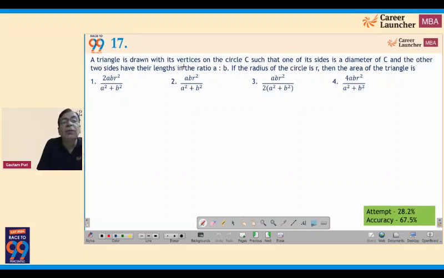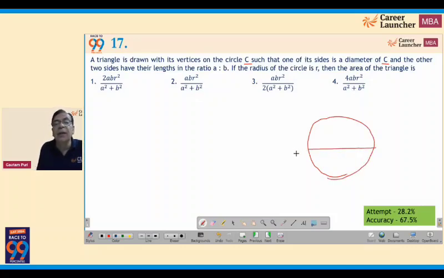A triangle is drawn with its vertices on circle C such that one of the sides is the diameter of C. So if I draw the circle and one of the sides is the diameter, the other two sides have lengths in the ratio of A to B. Okay. So if the radius of the circle is R, what is the area of the triangle?